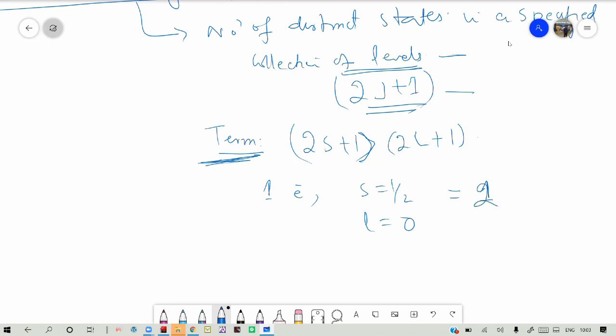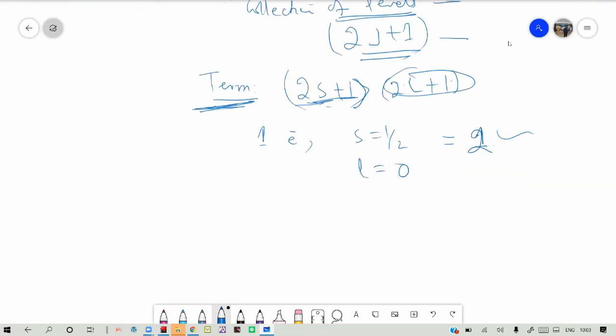It is 2, sorry. It is 1 here, plus 1 is 2. This will be 0. This 2l plus 1, it is 1 into 2. So that is 2. And it is also represented for a single electron. The statistical weight is also given as 2n square.